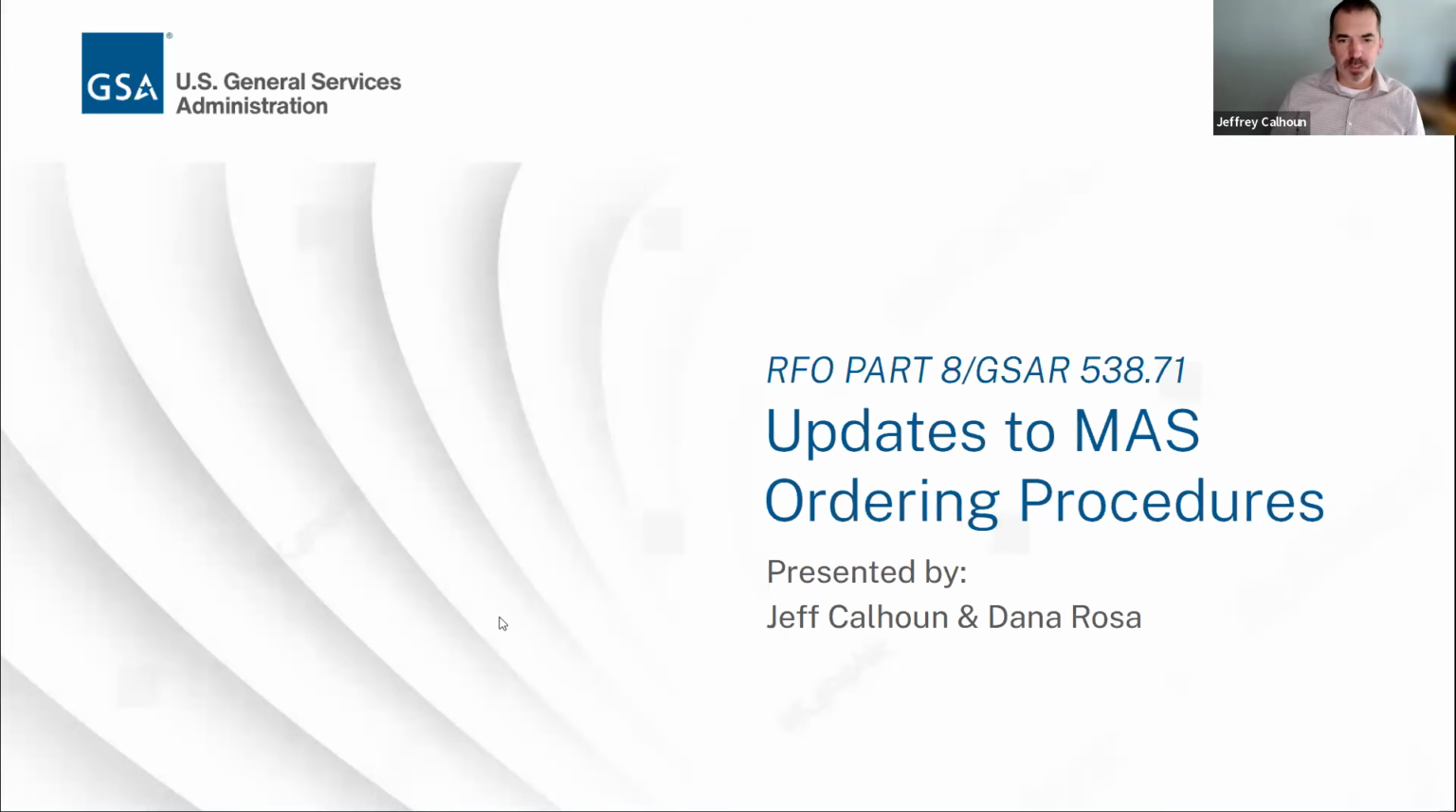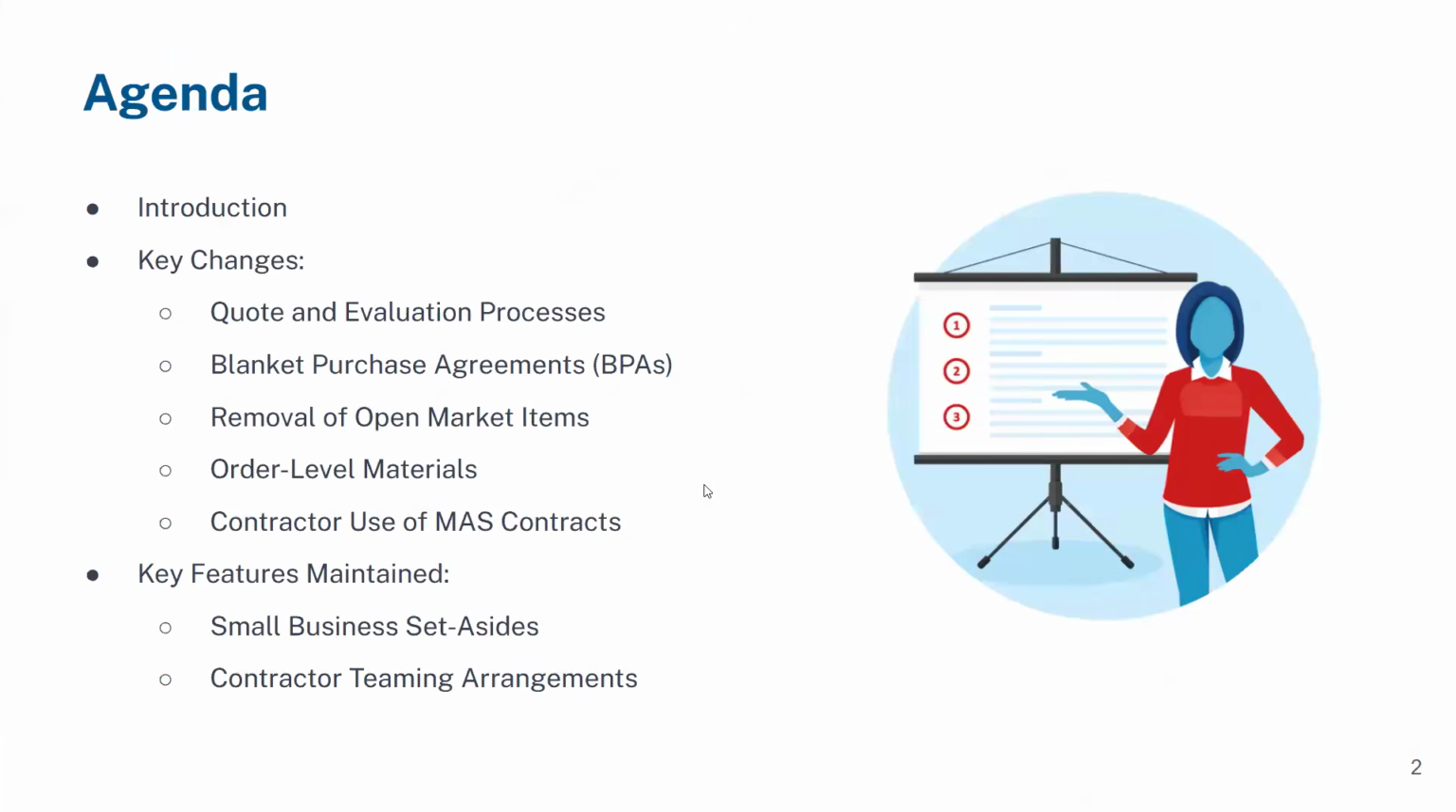We're talking about today, and actually going to go off camera so you all can make sure you get the full effect of the content here. But we're talking today about RFO updates to the MAS ordering procedures. Let me just get us started here. Okay. All right, so what are we going to be talking about?